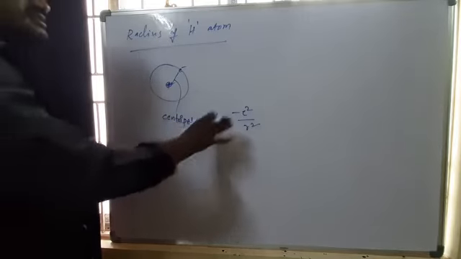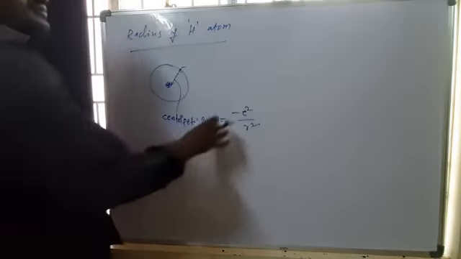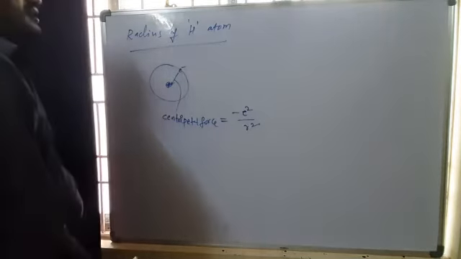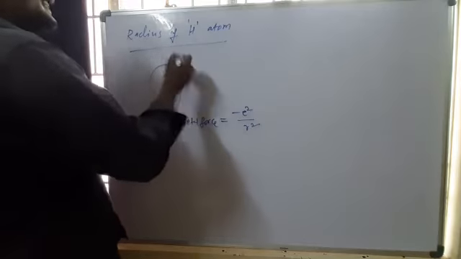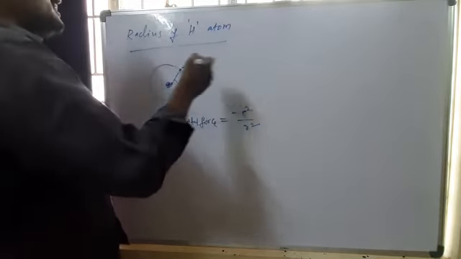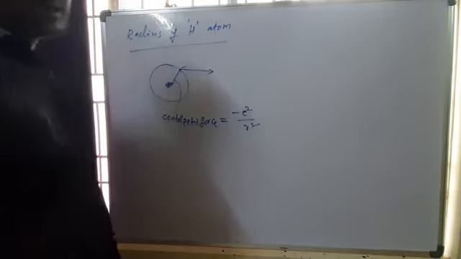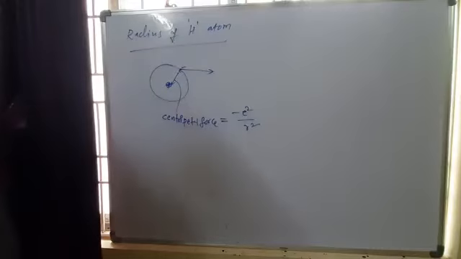That force, according to Coulomb's theory, is equal to minus e square by r square. And the same amount of force pulls the electron outward. That is, it pulls the electron the same amount outside. That is called the centrifugal force.